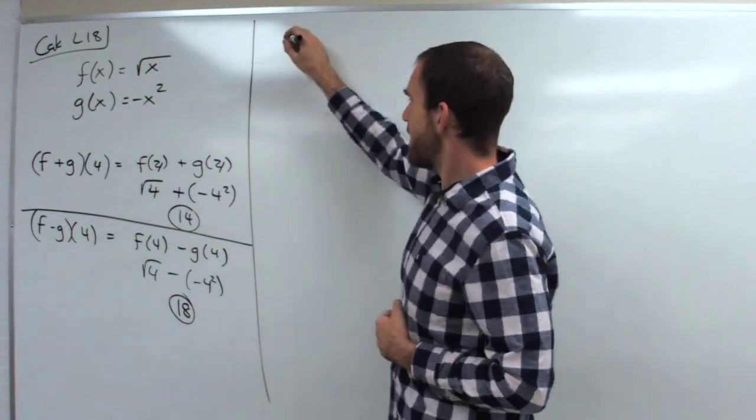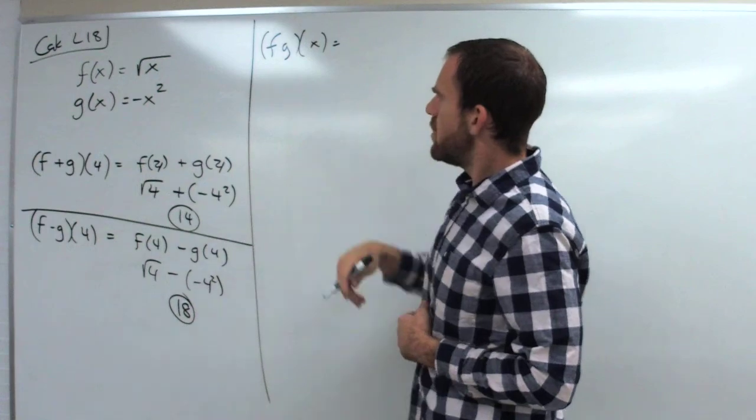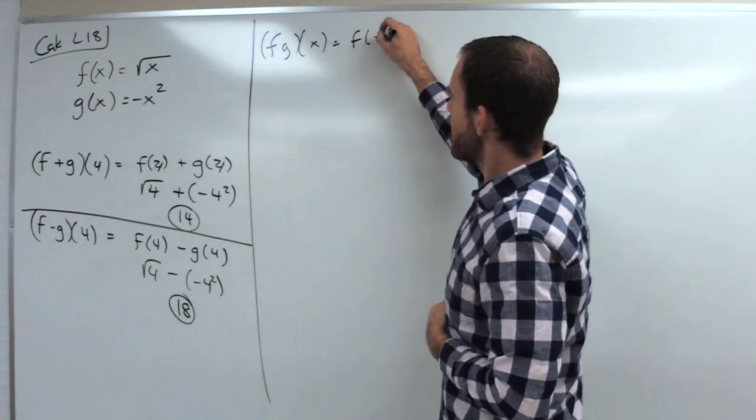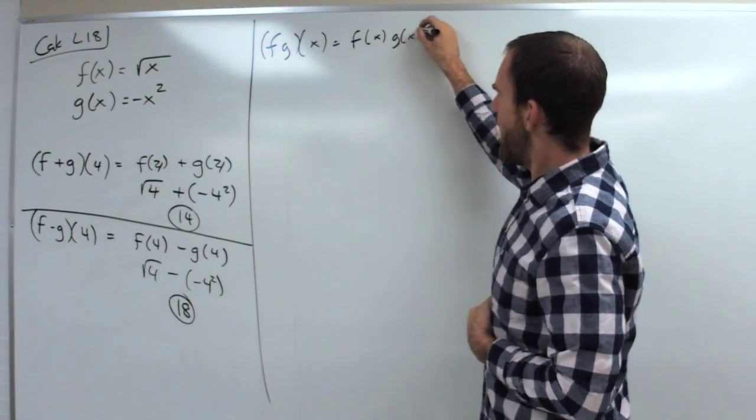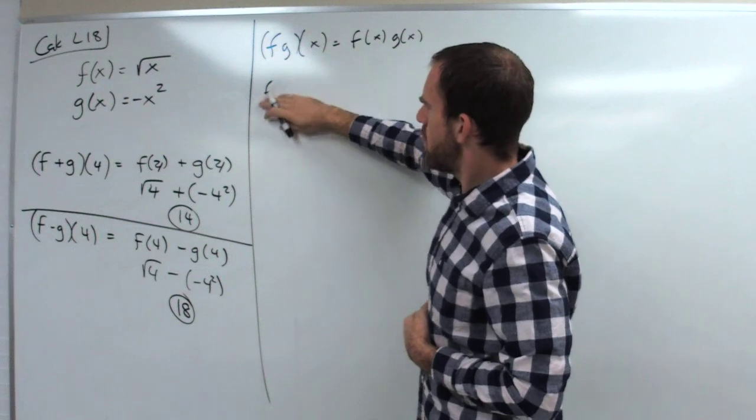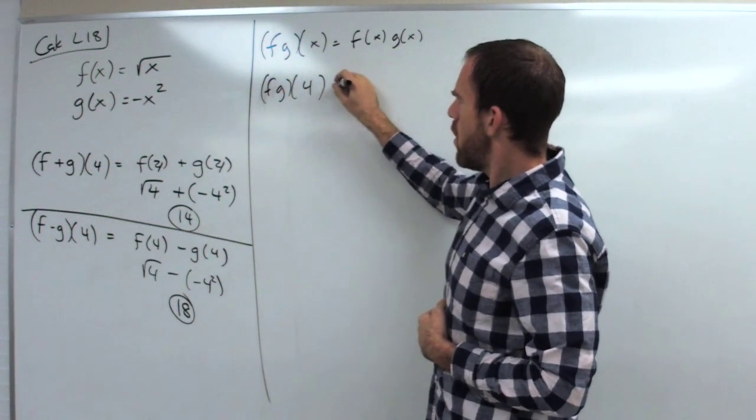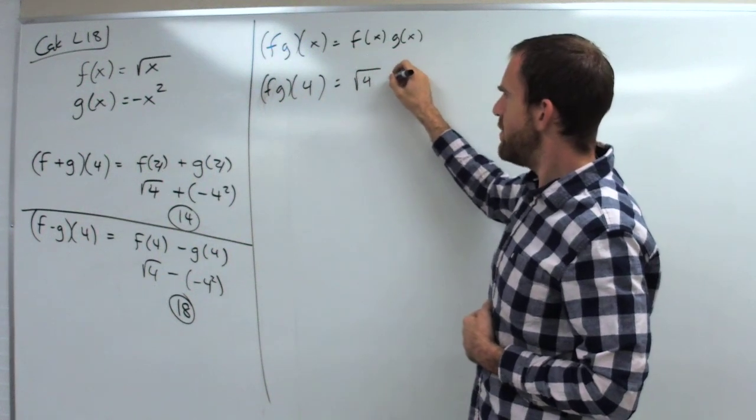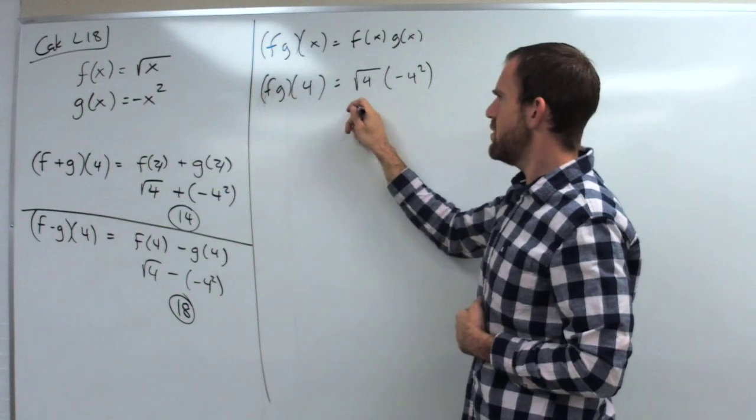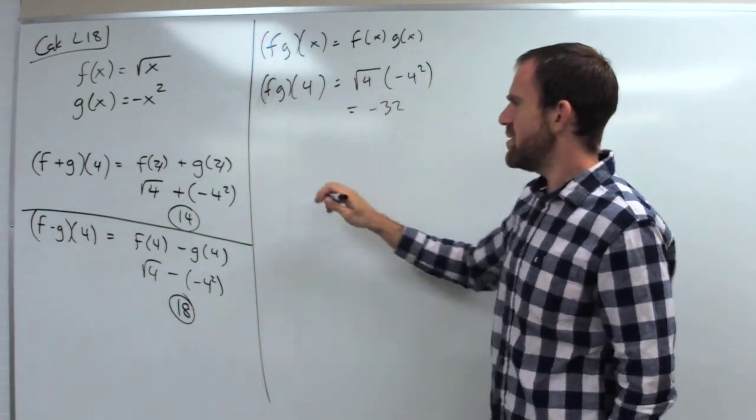Well, that line did not go straight. fg of x. So if I multiply two functions, that's the same as me taking f of x times g of x. So using our example for 4, that would be the square root of 4 times negative 4 squared. So that looks like 2 times negative 16, which is negative 32.